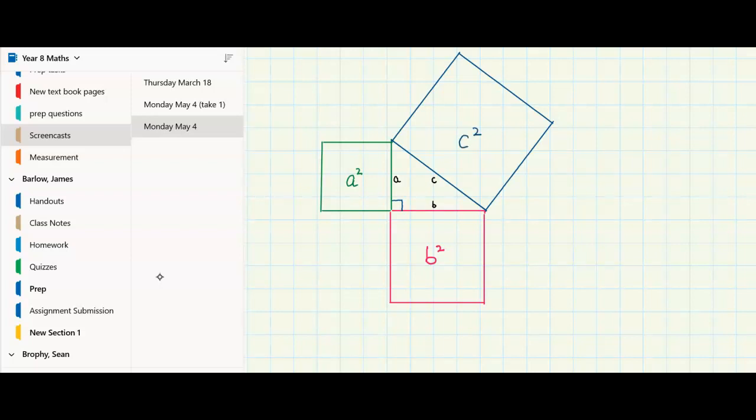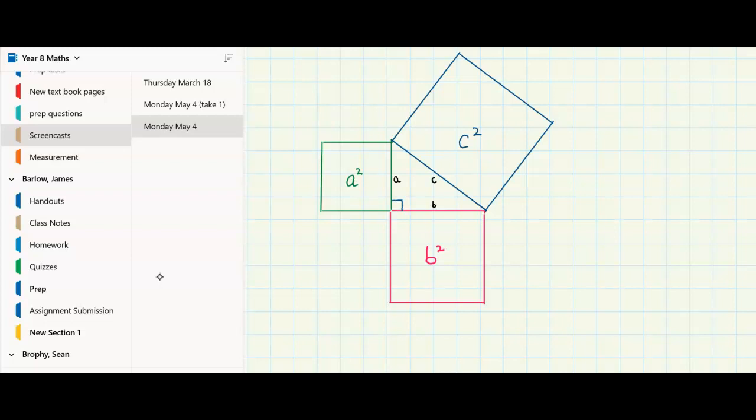Okay, so that picture there, let's have a look at it, because we're getting really close now to the punchline, to the exciting moment where we see what the relationship is between these three sides. We've set it all up.